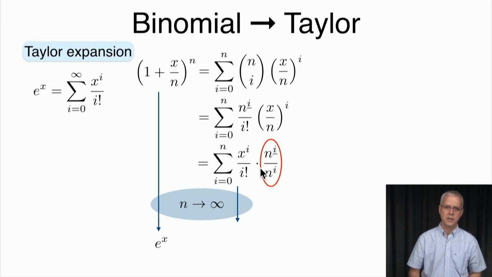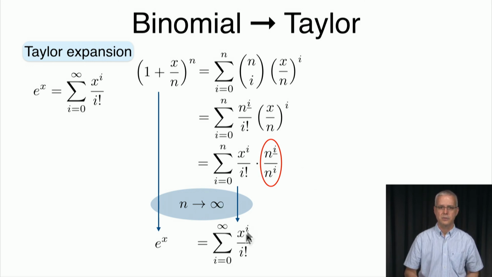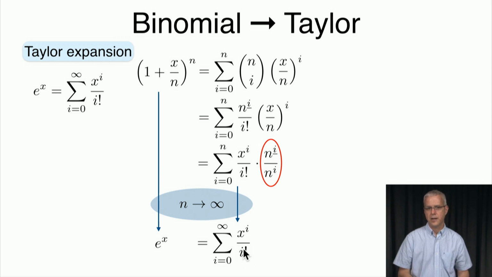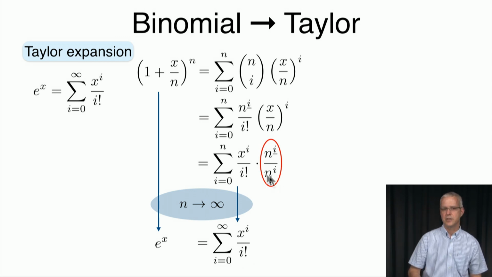So this will just become the summation of x to the i divided by i factorial. And you just need to argue that you can exchange the limit and the summation, which you can in this case. Okay, so we get that e to the x is the summation of x to the i divided by i factorial, which is the Taylor expansion, and we got it from the binomial coefficients.